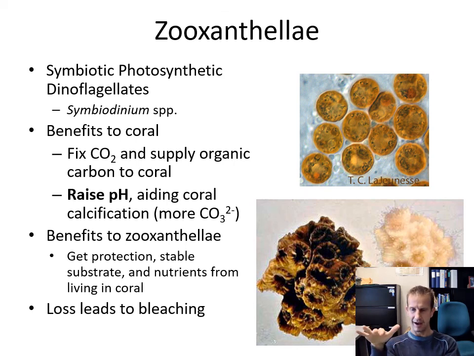Also, as the zooxanthellae are photosynthesizing, it removes dissolved carbon dioxide from inside the tissue of the coral, and that means that it raises the pH of the environment within and around the coral polyp, and that makes a more favorable environment for the coral to calcify. So calcification is where the coral takes calcium ions and carbonate ions and stitches them together to precipitate calcium carbonate, which is the limestone material that it packs together to build up its skeleton. And so in a high pH environment, a basic environment, it's able to get more carbonate and more efficiently create its skeleton.